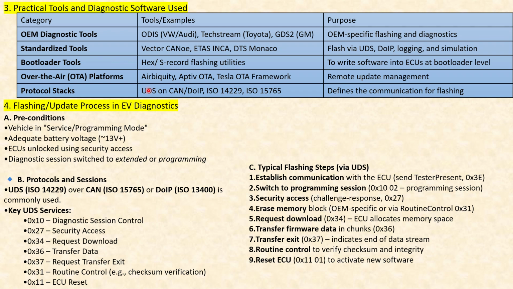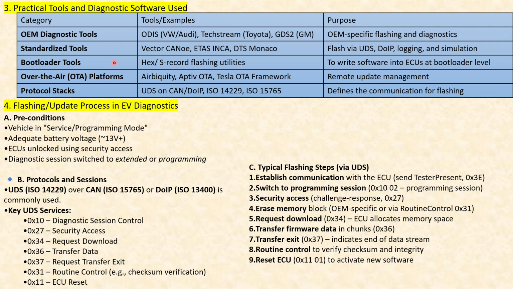Now, when it comes to practical tools in diagnostics, the OEM diagnostic tools, as I mentioned in the previous lesson, can be ODS, ODIS, TechStream, and GDS2. And the purpose is OEM-specific flashing and diagnostics. Now, considering the standardized tools like Vector CANoe, ETAS INCA, well, this means flashing via UDS, DoIP, logging, simulation, and also preparation of the GUI.